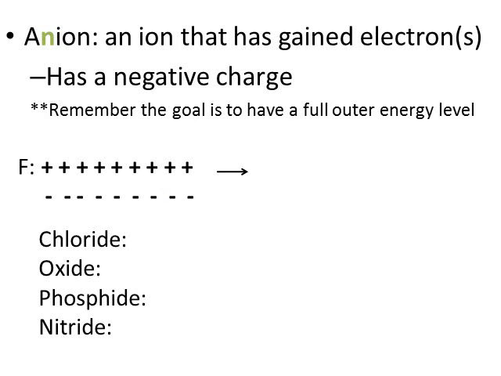An anion is a negatively charged particle. It has gained electrons. The N in anion is for negative charge. Anions have a negative charge. Again, the overall goal is to have a full outer energy level. So let's look at fluorine.